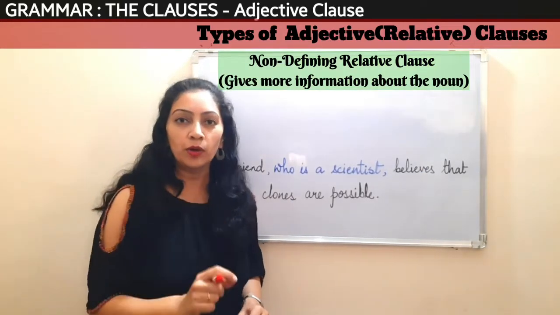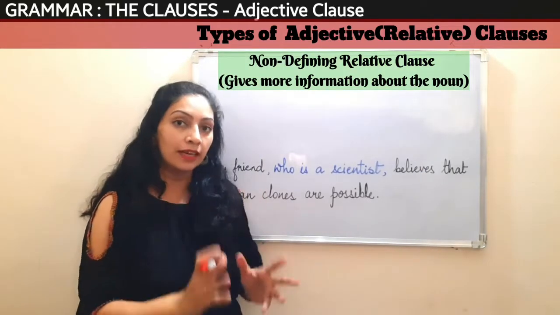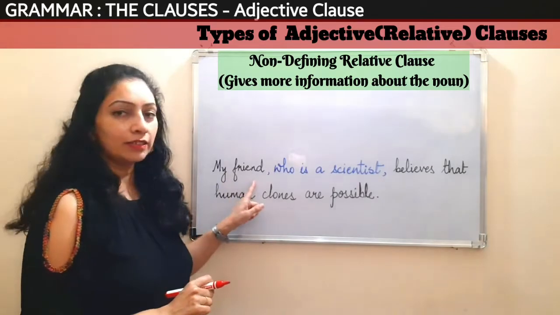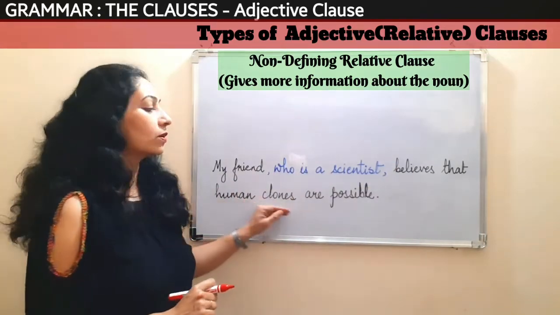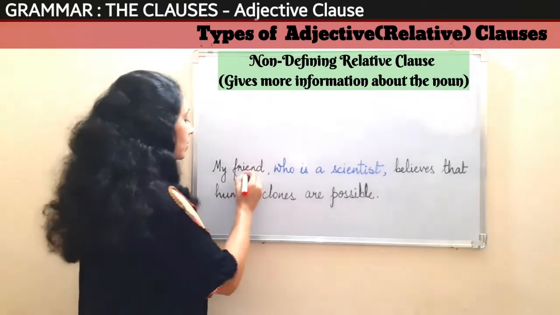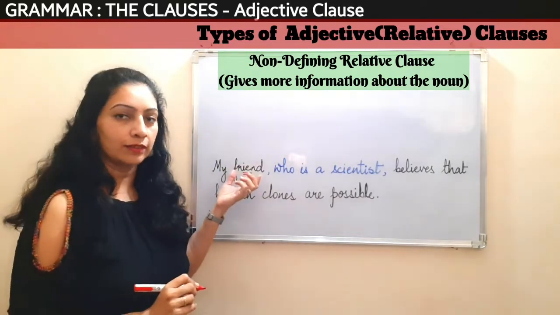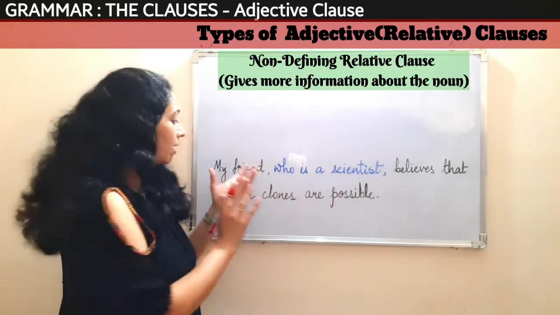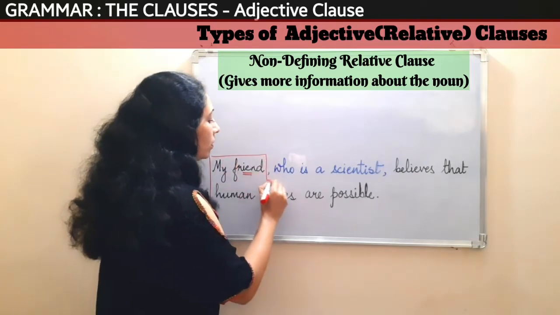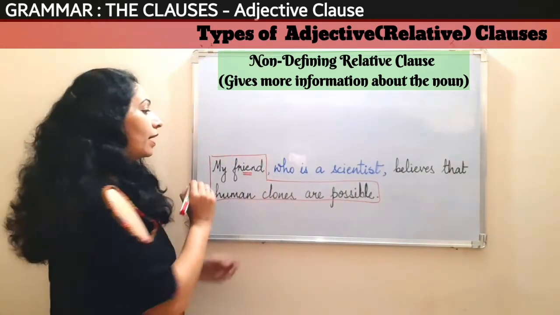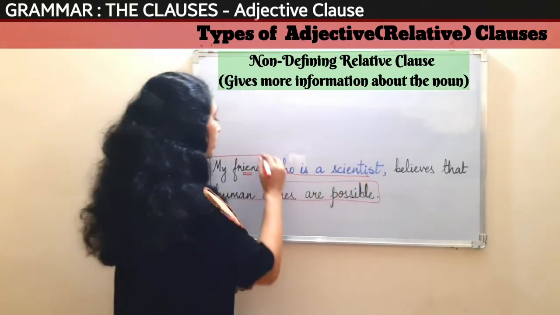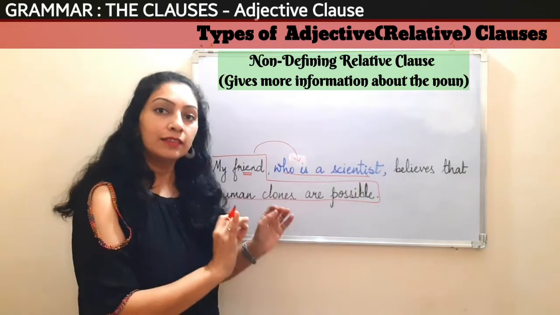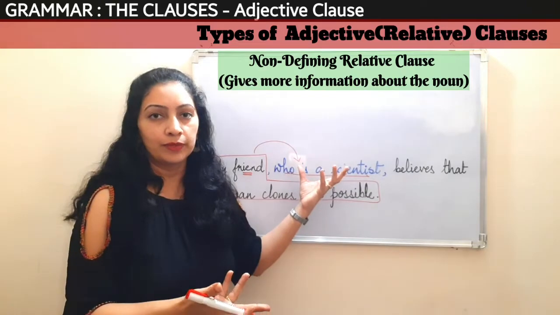On the other hand, a non-defining relative clause will define that noun which is already definite in the main clause. For example, my friend, who is a scientist, believes that human clones are possible. Now in this case, what is the main noun here? Friend. Now this my friend is already a definite noun here. So if I have an adjective clause which tells me something about this noun which is already definite, then it acts like extra information.